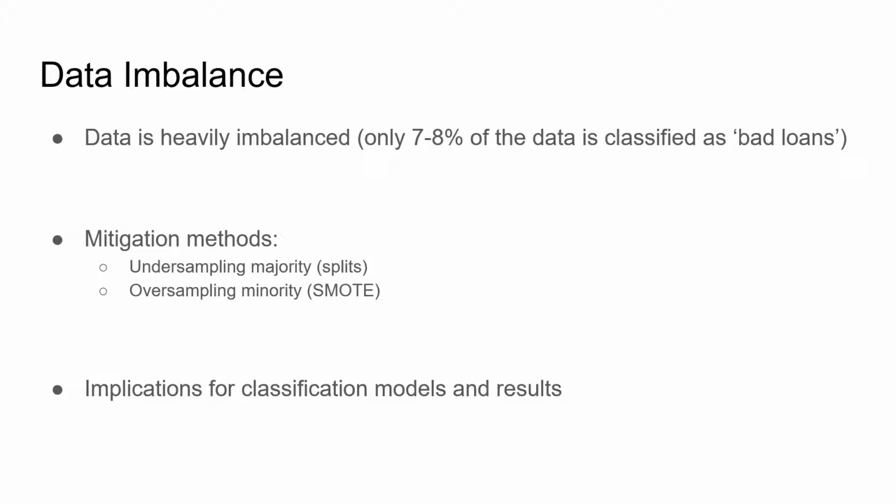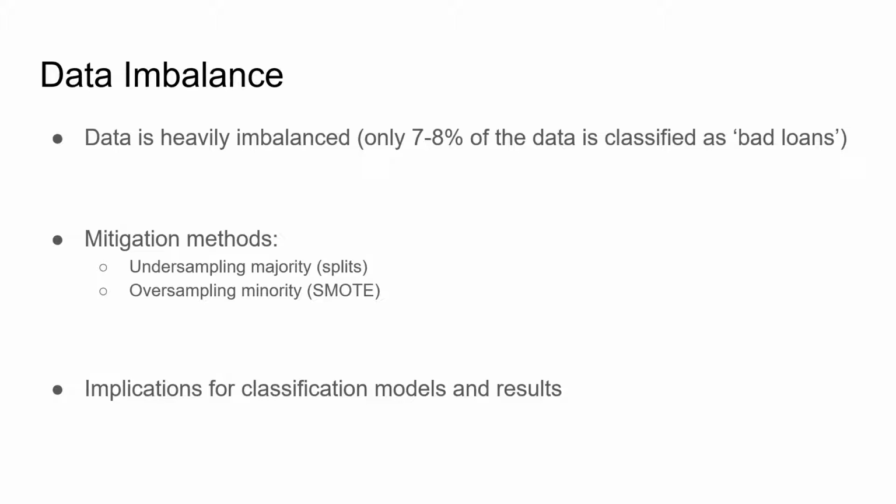Finally, since our data is heavily imbalanced, there is a high chance that using just our original data will not generalize well in real life. We tried 2 different sampling techniques to mitigate this. Undersampling the majority, and oversampling the minority, using a technique known as SMOTE.